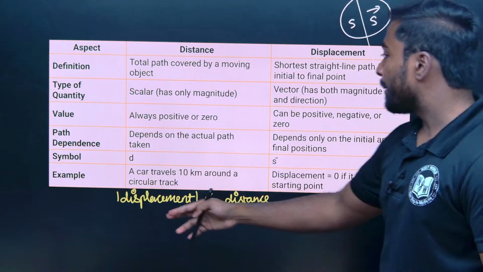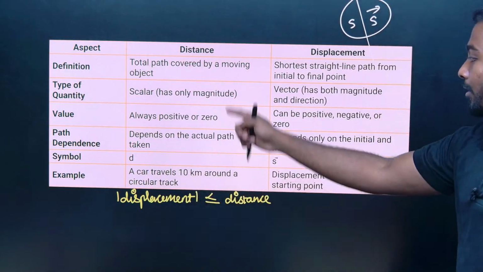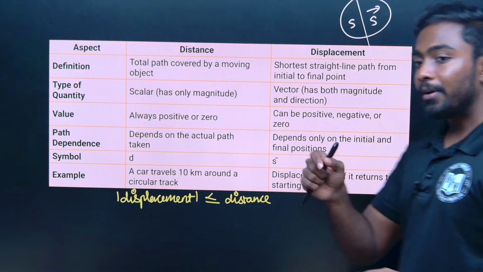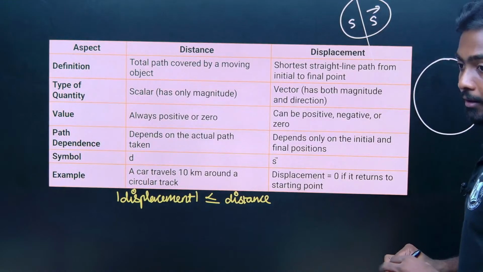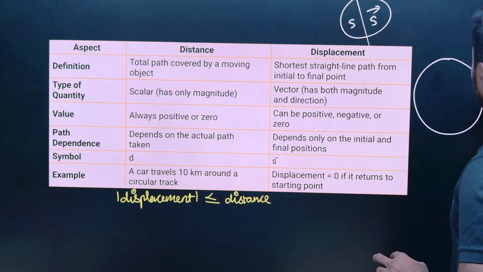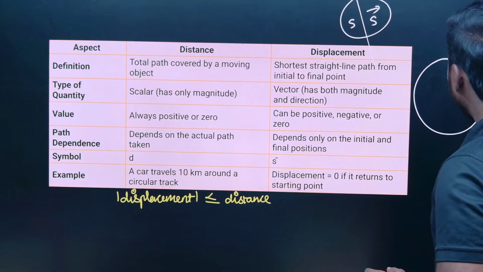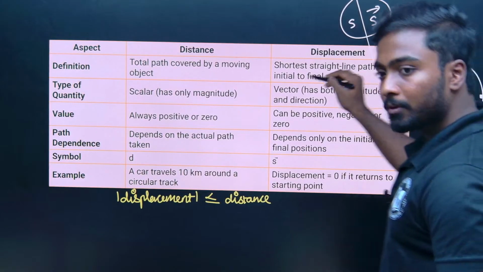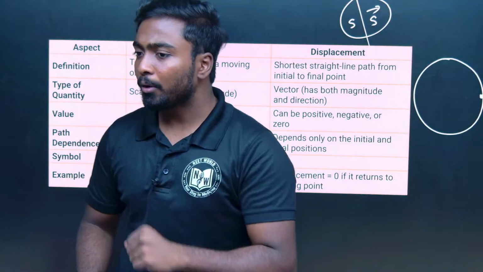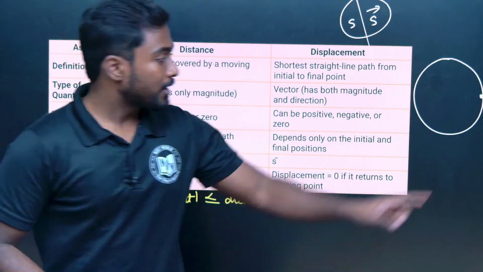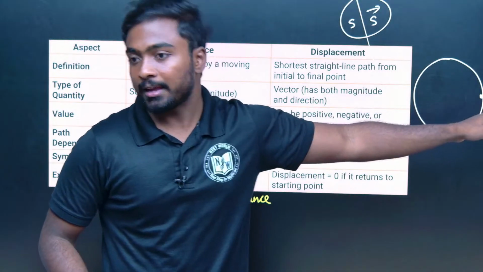An example: a car travels 10 km around a circular path. If I draw a circle, this is my circle, and point A is the initial point. I am traveling one circular loop, so the distance will be 2 pi r, the circumference of the circle. What about the displacement? 0. Starting and ending points are the same.